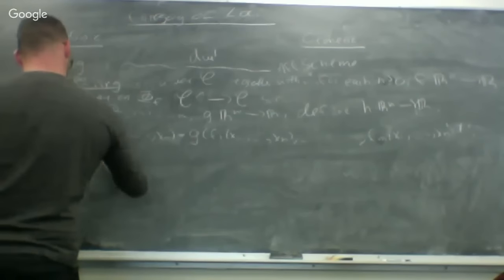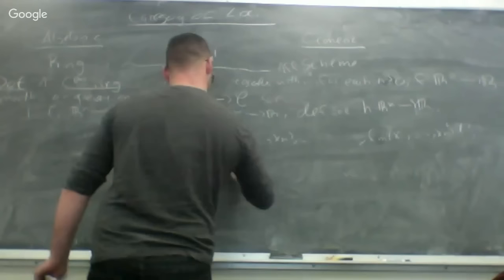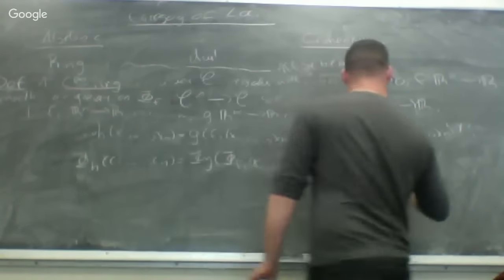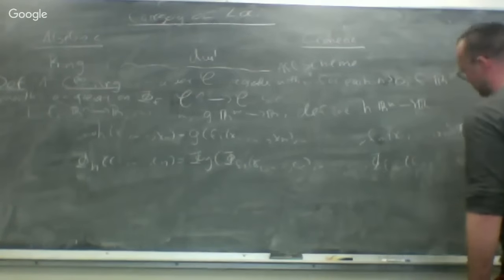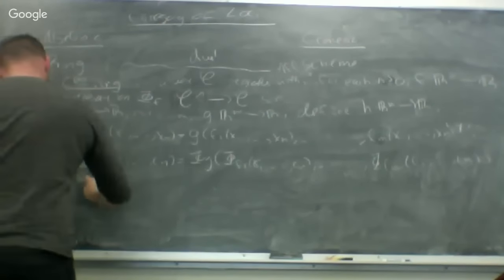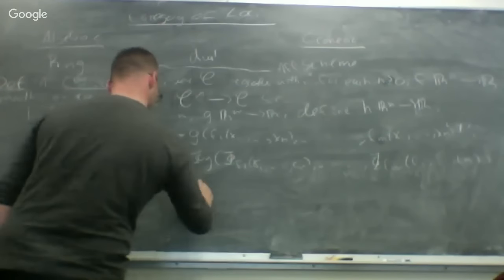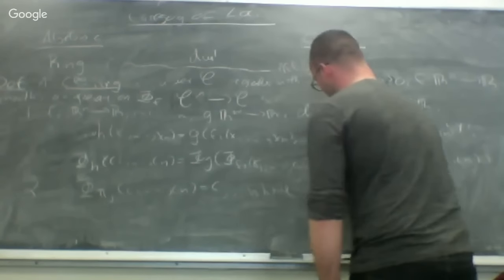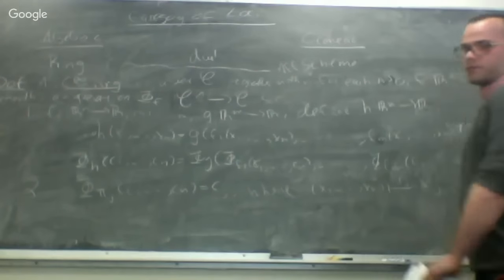So phi sub h of c1 up to cn will equal phi sub g of phi sub f1 of c1 to cn, all the way up to phi sub fm of c1 up to cn. And moreover, it preserves projections. So phi sub pi j of c1 up to cn equals cj, where pi j denotes the canonical projection. So that's the C infinity ring.